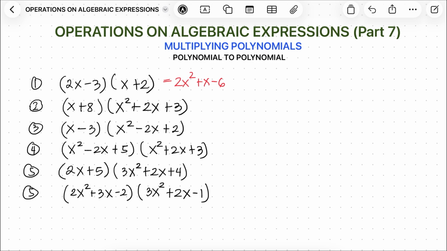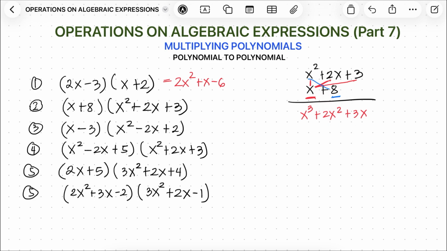For our second example, we have x squared plus 2x plus 3 times x plus 8. I always start with the first variable here. So x squared times x, that is x cubed, and then x times 2x, that is 2x squared, and lastly we have x times 3, that is positive 3x. And then we'll move on to 8, so we're going to multiply 8 with all the terms.